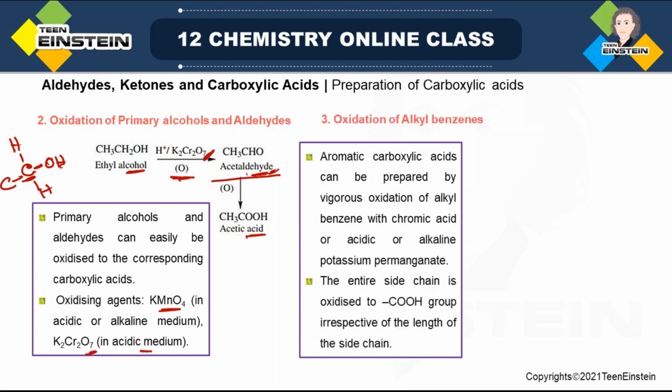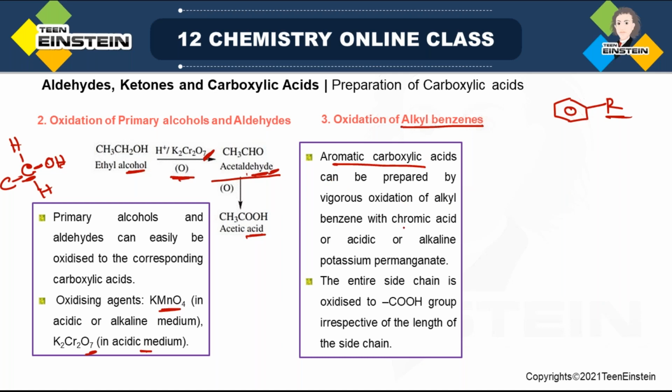Another oxidation method which is used is for alkyl benzene. Now when I'm saying alkyl benzene, obviously a benzene ring will be there, and with this benzene ring there may be any alkyl group. In general I am writing R, but R may be methyl, it may be ethyl, it may be some branching, it may be tertiary butyl, it may be isopropyl, but it is always a benzene ring attached to some alkyl group. That is why we are saying alkyl benzene. And when you are doing oxidation, you will always get aromatic carboxylic acid.